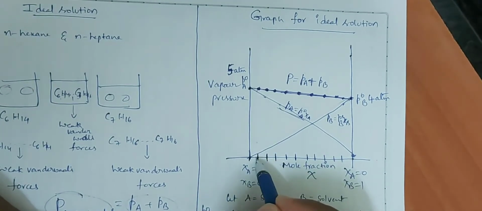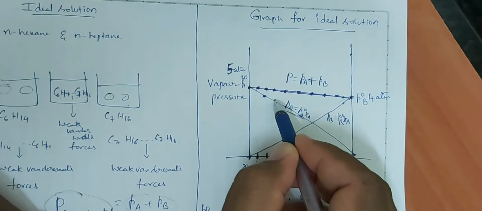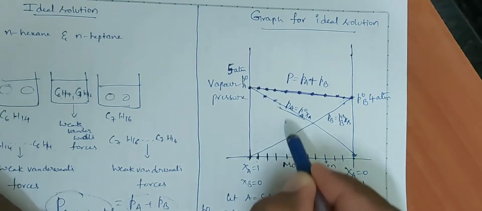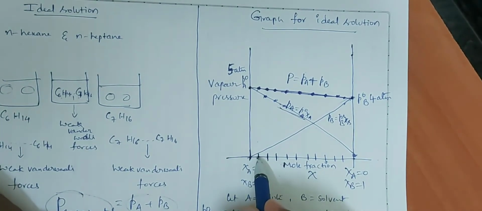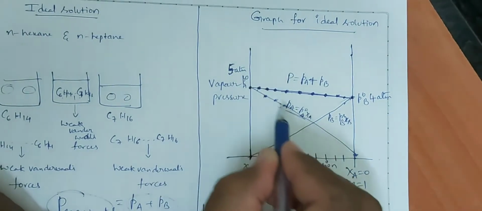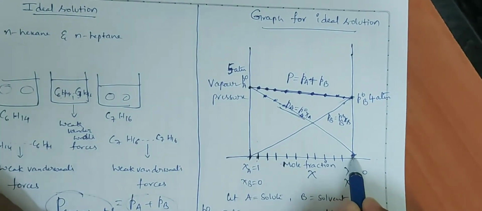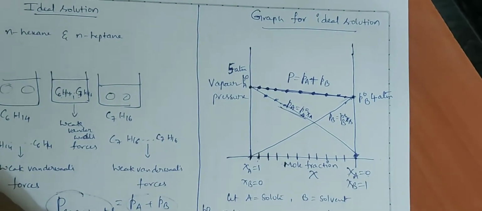See, at this concentration, what is PA value? Like that, if you want to check here chi A is equal to 0.9, here chi A is equal to 0.8, here chi A is equal to 0.7. Like that, it is going on decreasing and it is becoming 0 because chi A is equal to 0. Like this. Is it okay?